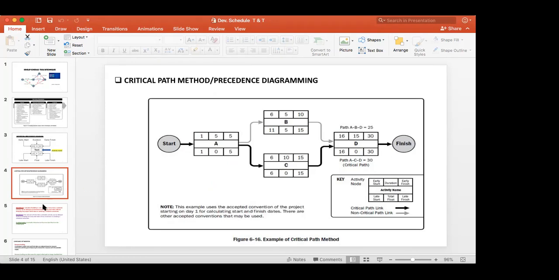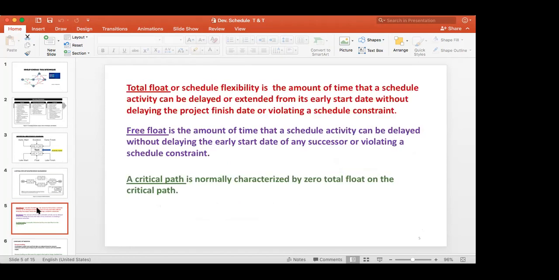So that is important. Then I was talking about the float. There are 3 types of floats: the total float, free float, and the critical path. I'll be doing this in a separate sheet. I've just identified the terms.